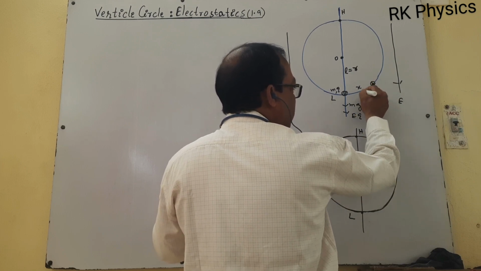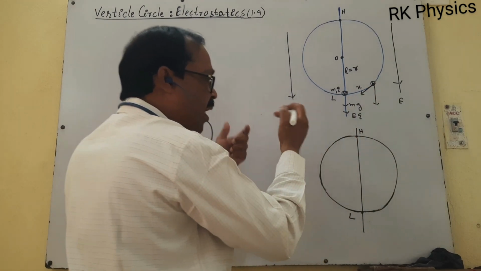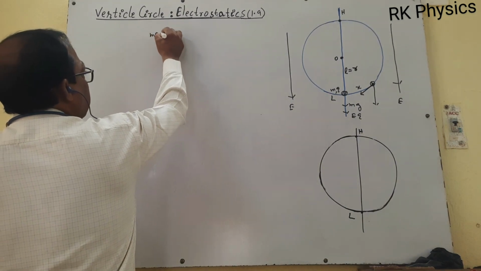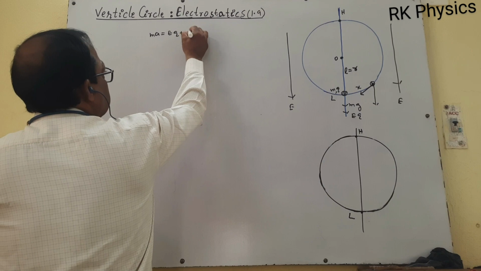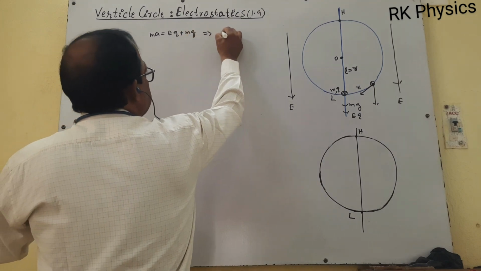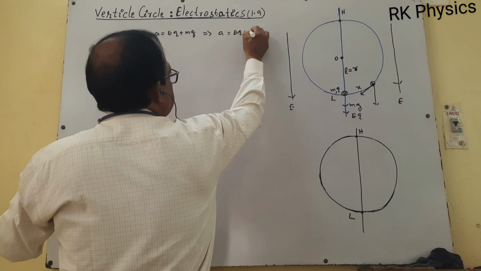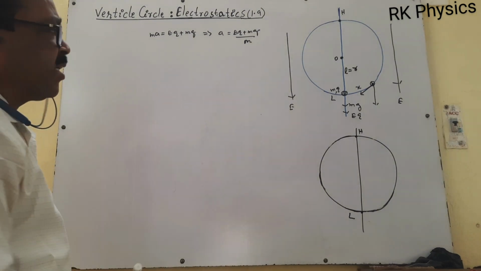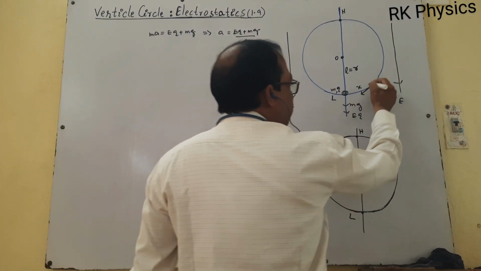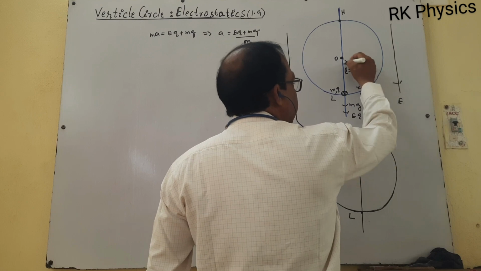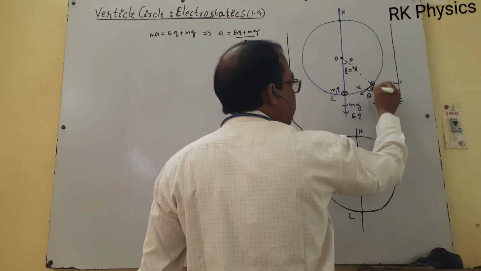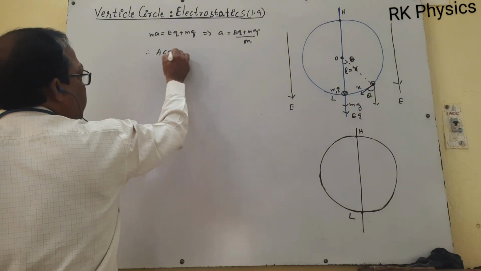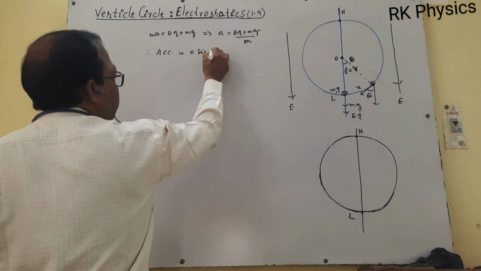If the acceleration in this case is a, then ma equals EQ plus mg. So from this, a is (EQ plus mg) divided by m. This is the acceleration acting, but the object is displaced some distance, by angle theta. This angle is geometrically theta. So the acceleration of motion is a sin theta.